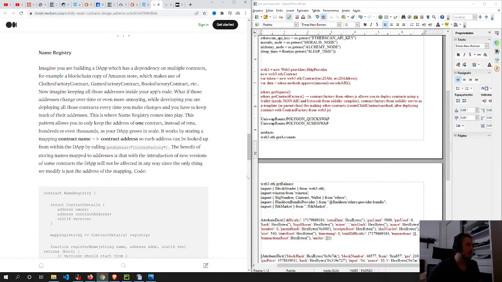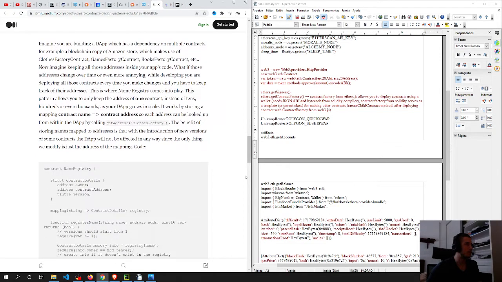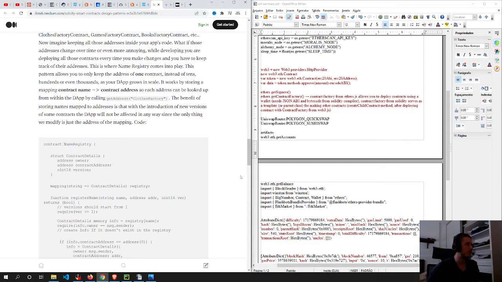Imagine you're building an app which has a dependency on multiple contracts, for example a blockchain copy of Amazon Store, which makes use of clothes factory contract, games factory contract, books factory contract, etc. Now imagine keeping all those addresses inside your app's code. What if those addresses change over time, or even more annoying, while developing you are deploying all those contracts every time you make changes and you have to keep track of their addresses. This is where name registry comes into play.